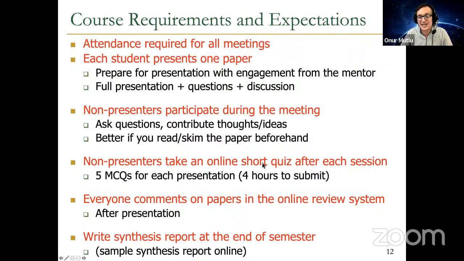And non-presenters take an online short quiz after each session. There are 5 multiple choice questions for each presentation, and you'll have 4 hours to submit. Usually they're not that bad, I think. If you paid attention during the presentation, basically it's easy. If you have not paid attention, then I cannot guarantee that it's easy. Then you have to sift through the slides to answer the questions. So I would recommend paying attention to the presentation.